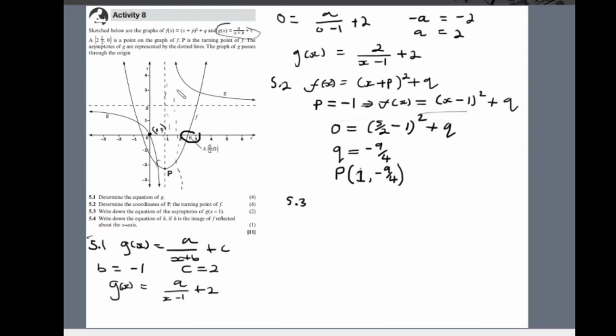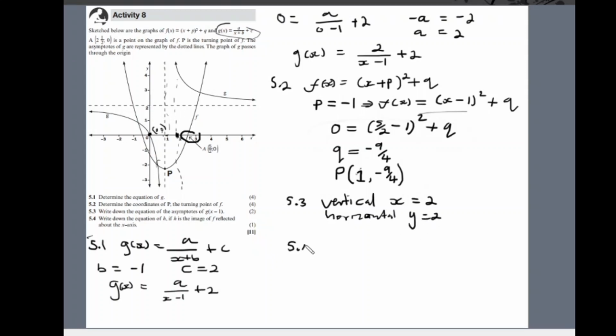Right, now it will be here, and then the horizontal one will not change. We will only shift the vertical one 1 unit to the right. So it will go from x equals 1 to x equals 2. So our vertical asymptote will have the equation x equals 2, and our horizontal asymptote will still be y equals 2, right?